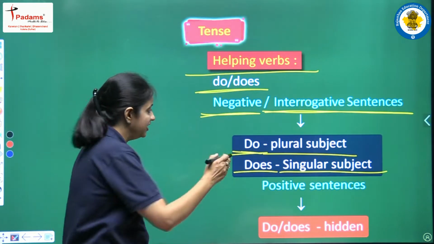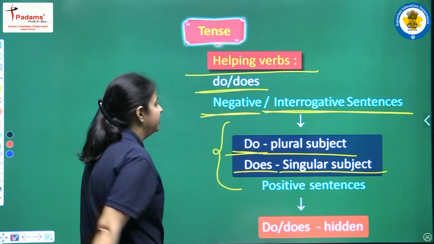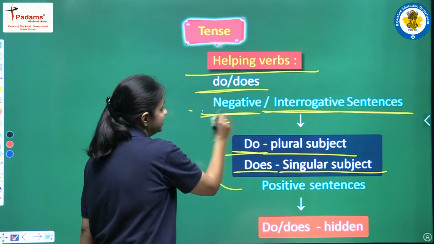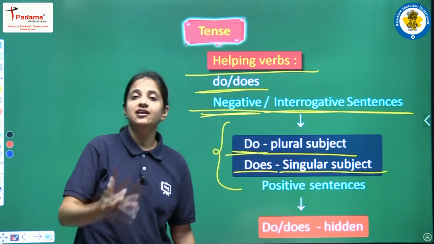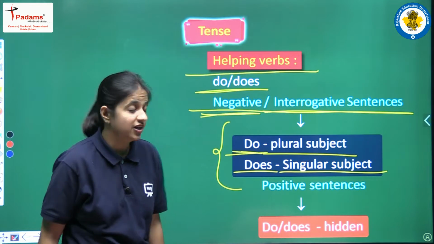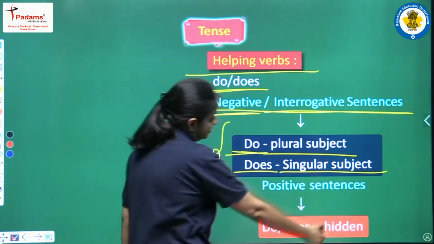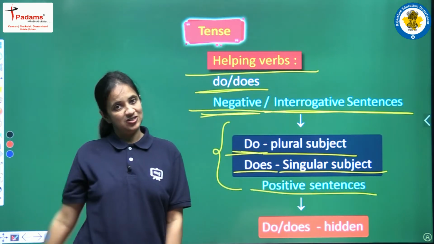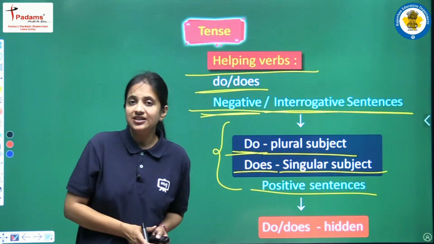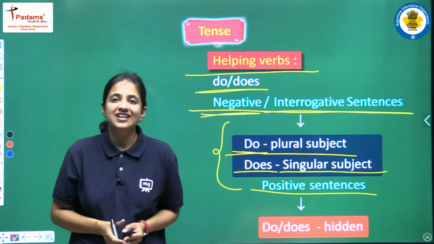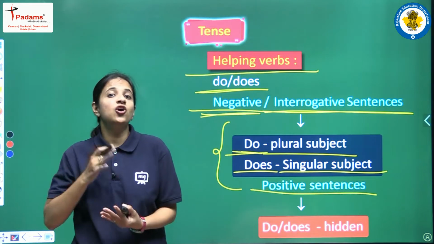Clear? But these two things apply only when the given sentence is negative or interrogative. But if the given sentence is a positive sentence, which we can also call an affirmative sentence, positive sentence is a sentence that is neither negative nor interrogative.